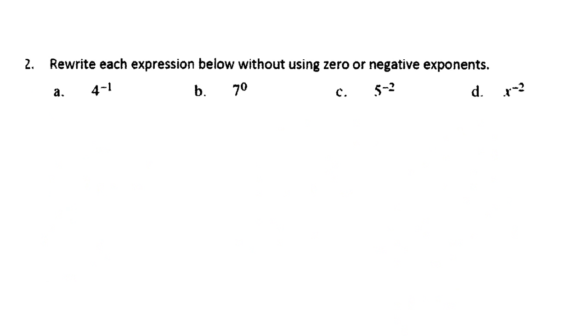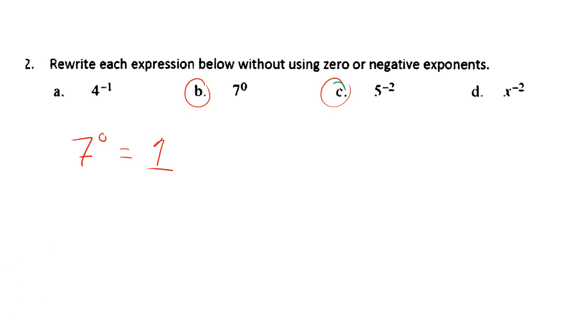So write each expression without using zeros or negative exponents. So we're going to do B and C for this one. Okay, so B, we have 7 to the 0. Anything taken to the 0 power is always 1. So if you ever see anything taken to the 0 power, you can just change that number or the variable to 1. That's all it is. So anything taken to the 0 power is 1.